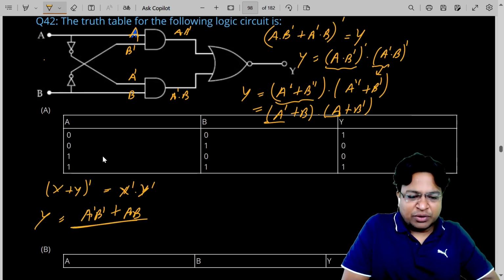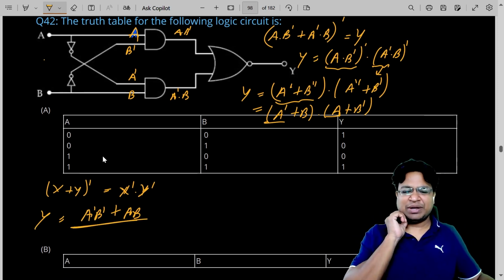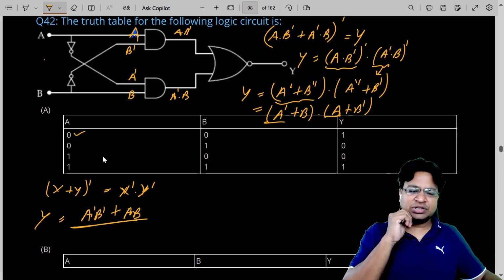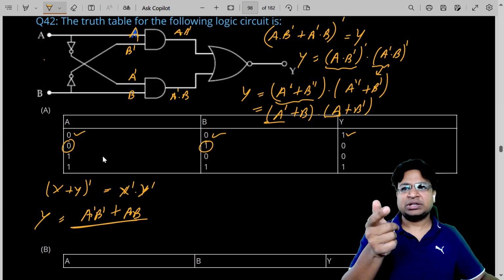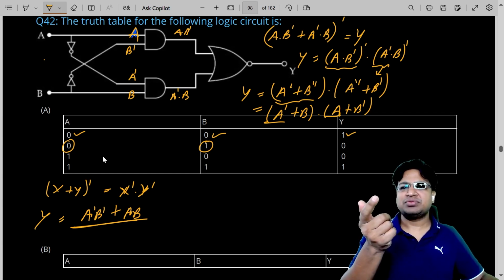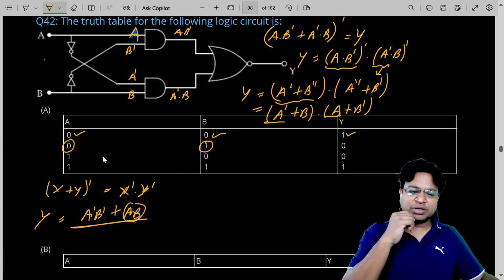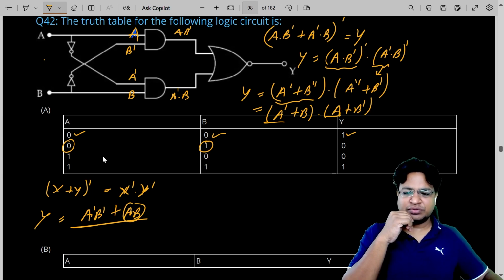From here, we can simply match. For example, if I choose A as 0 and B as 0, this side will become 0, but this side will become 1. So this matches. If one of them is 1, then the other, the complement, will become 0. So this product will also become 0. This product will also become 0. So we get a 0.